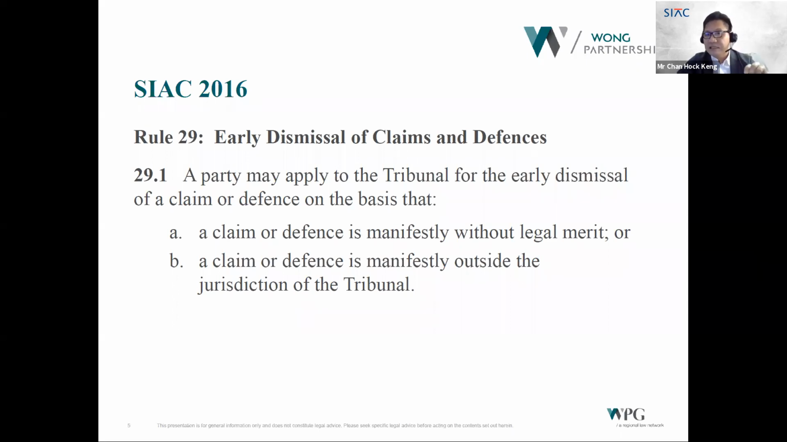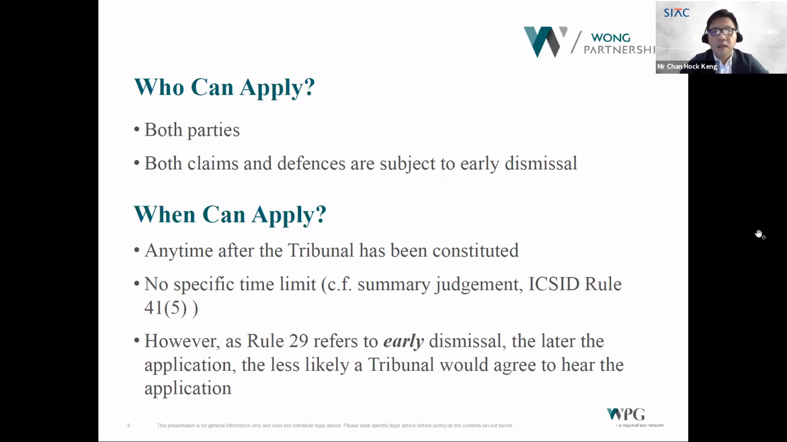And this one is a legal issue. And under B is where the claim or defense is manifestly outside the jurisdiction of the tribunal. Next slide. Who can apply? Clear. Both parties, claimants and respondents. What is liable to be dismissed? Claims and defenses. When can you apply?